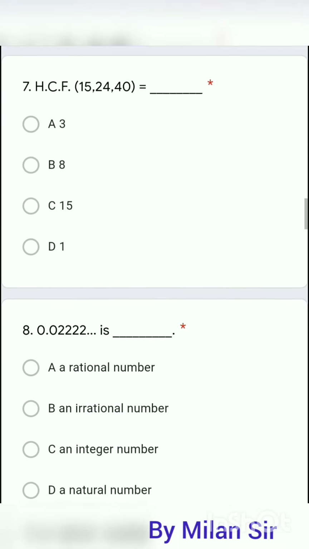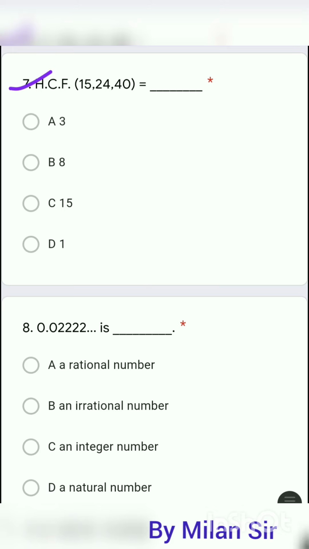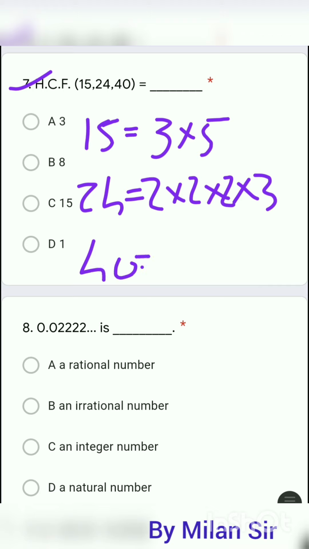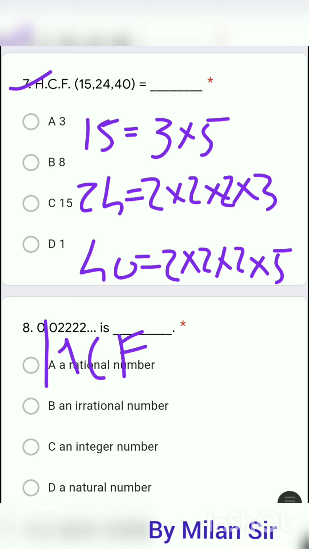Okay, after that question number 7, here we need to find the HCF of 15, 24 and 40. So we need to factorize all these numbers. First of all, 15 is 3 multiply 5, 24 is 2 multiply 2 multiply 2 multiply 3, and 40 is 2 multiply 2 multiply 2 multiply 5. Now here we need to find the HCF, right? So for finding the HCF, what do we need to do? We just want the common factor.